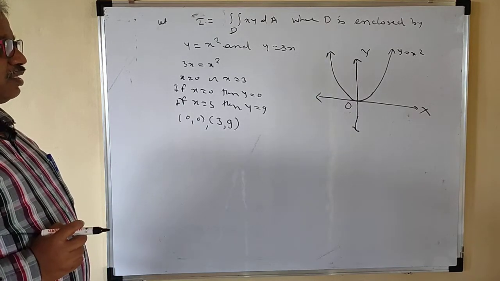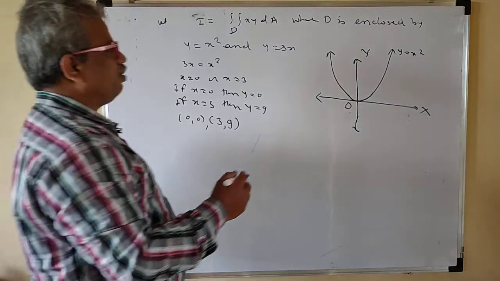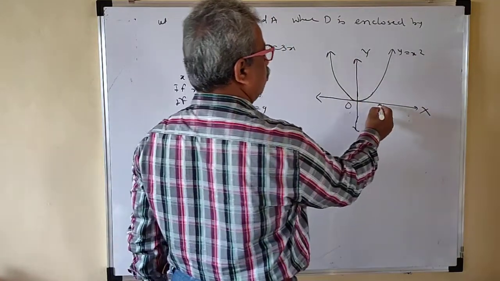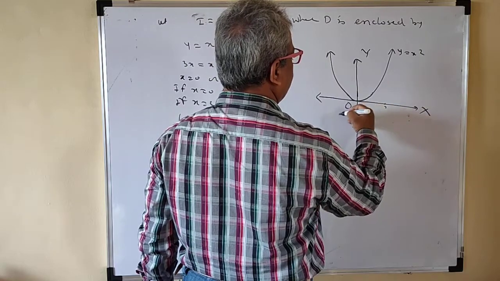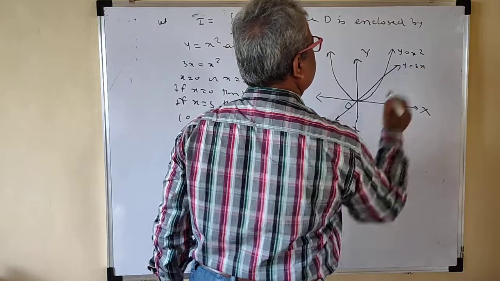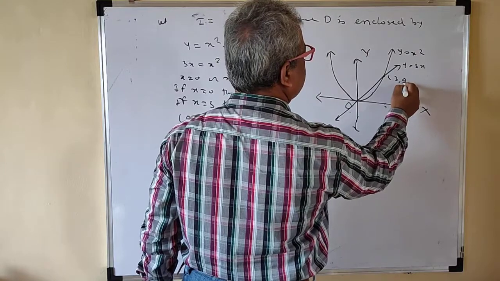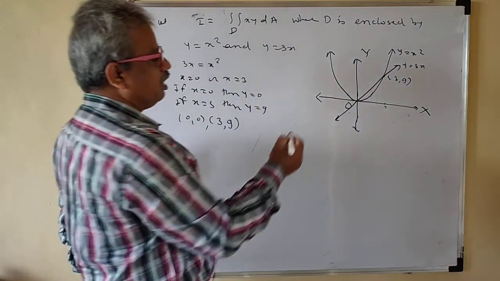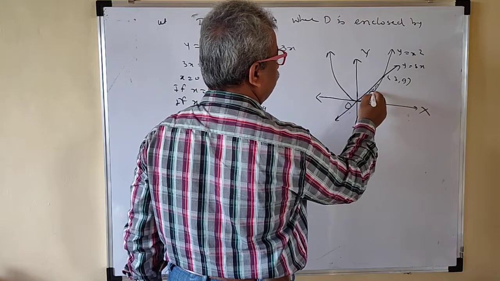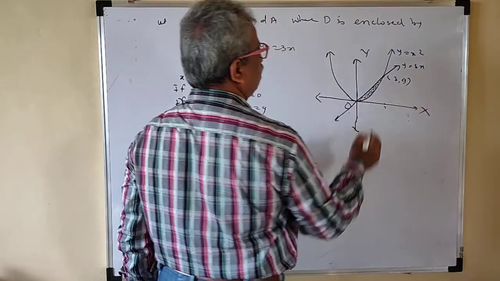So how to draw this line, y is equal to 3x? It is passing through (3, 9), so x is equal to 3 here somewhere. This is your y is equal to 3x, and this point is (3, 9). Now this is your region. You may shade this. This is your region.